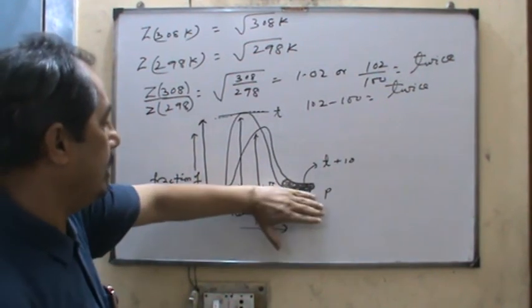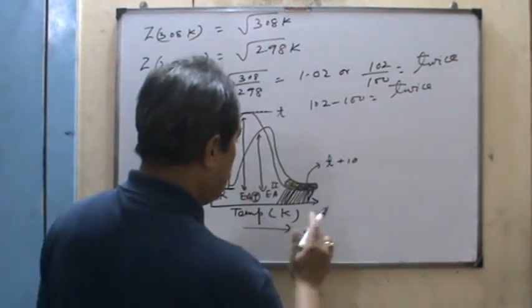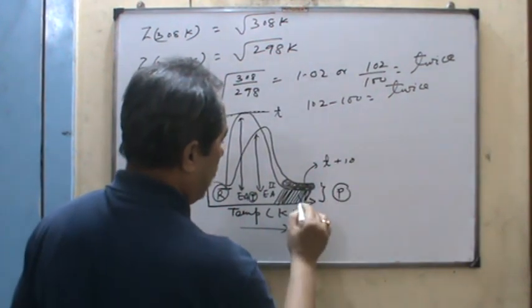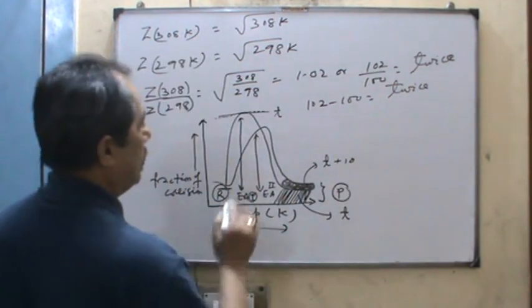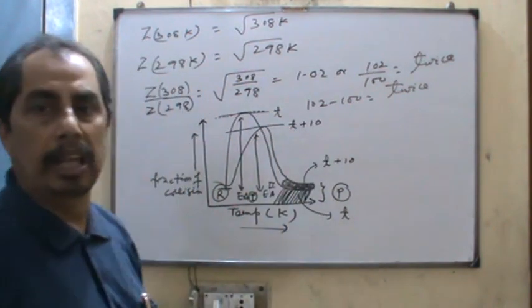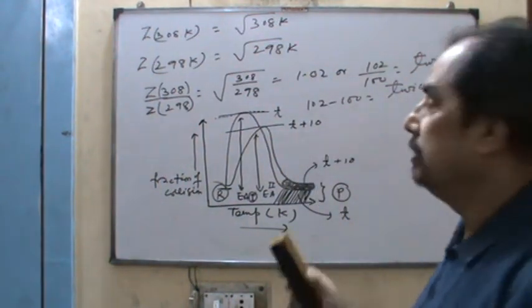So this is the first line and this is the second line. This side is the reactant and this side is the product, and this is only at T, but this line is at T plus 10. So this is the effect of temperature on rate of reaction. Is it clear?